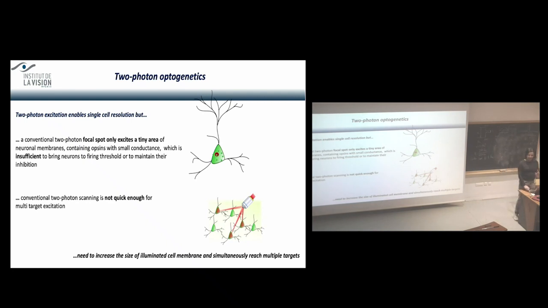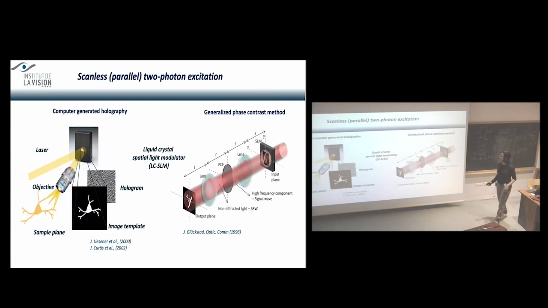Okay, some physics now. So how can we do this? We have worked on two approaches, computer-generated holography and the generalized phase contrast method, to be able to precisely shape the light, so that instead of illuminating with just a single spot, we can eventually illuminate entire cells. You have already heard about the spatial light modulator. We can modulate the wavefront, and this can be done with these two approaches. So I will now quickly go through them.